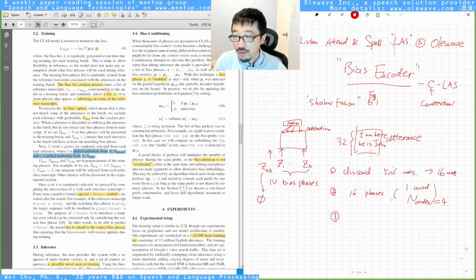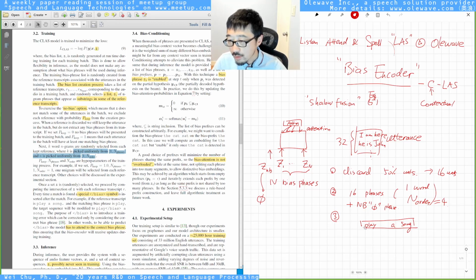So when they have these phrases selected, plus one non-biased phrase, which is empty, right? They want to add one special symbol in the transcript. Take "play a song", for example.